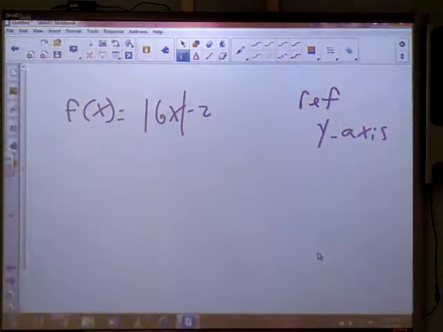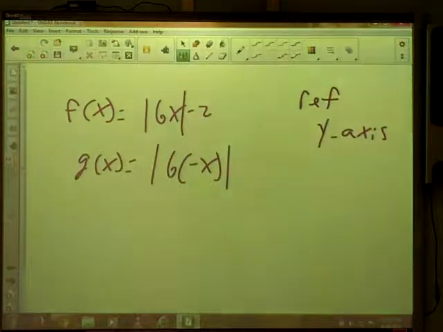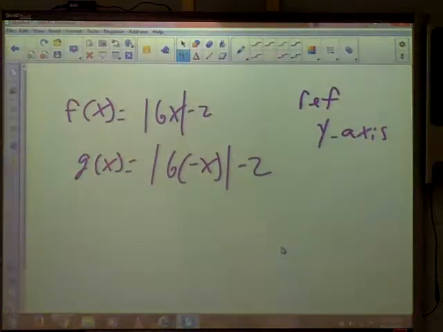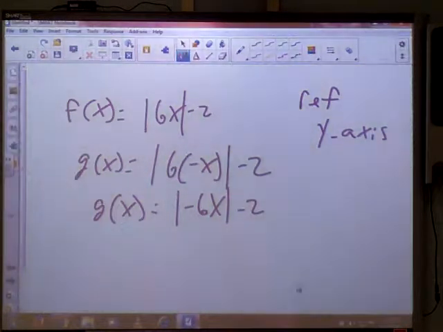So I know, again, reflection. I raised my left arm in the mirror, but it looks opposite, so I need to put a negative sign. Since it's the y-axis, I only put the negative with the variable, right? Looking at your notes from yesterday, that's going to say g of x is equal to the absolute value of 6 times negative x. How do I clean that up inside those bars? What's 6 times negative x? Negative 6x. So you could have skipped that step: the absolute value of negative 6x minus 2.